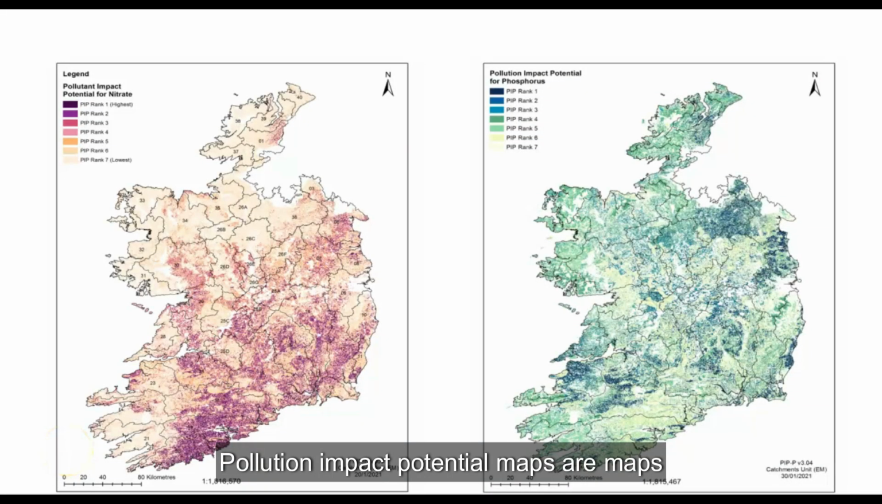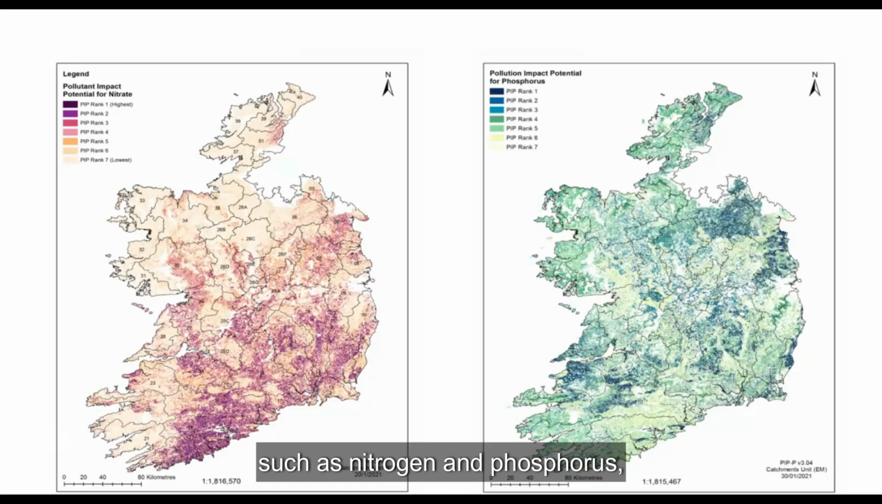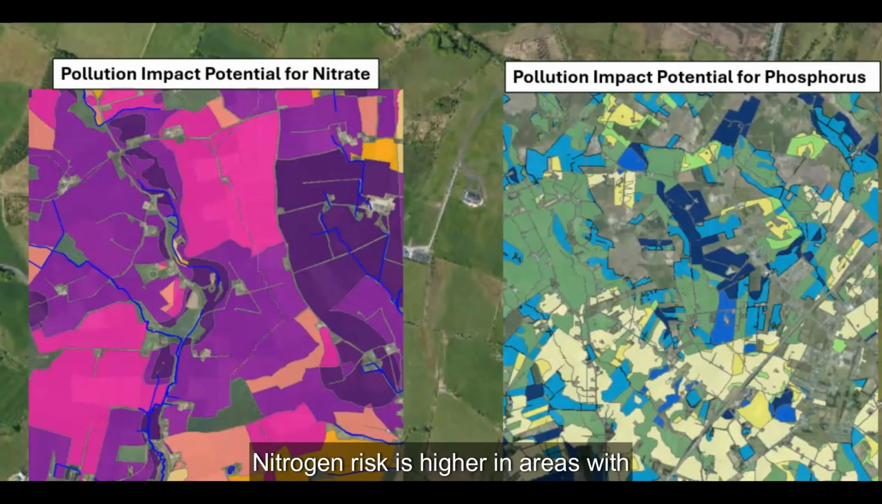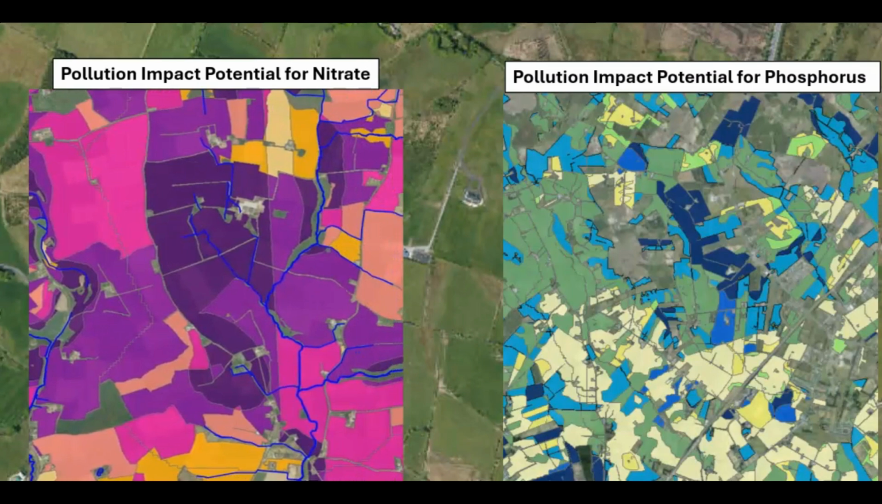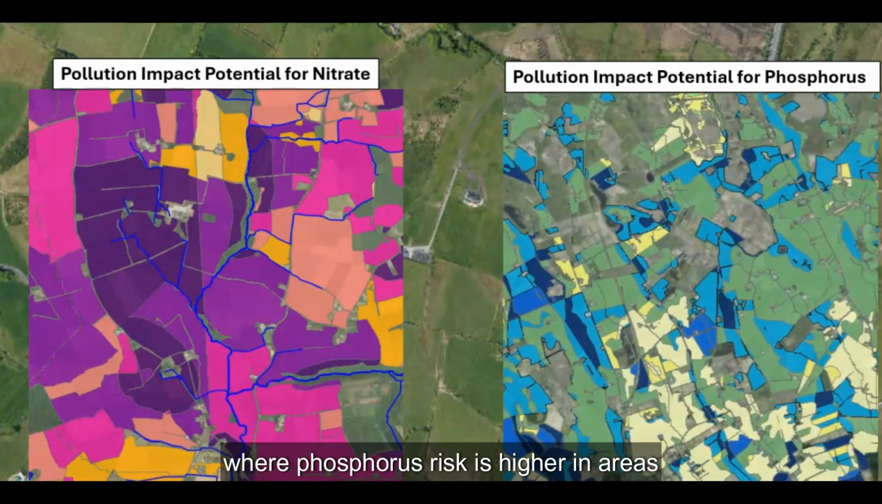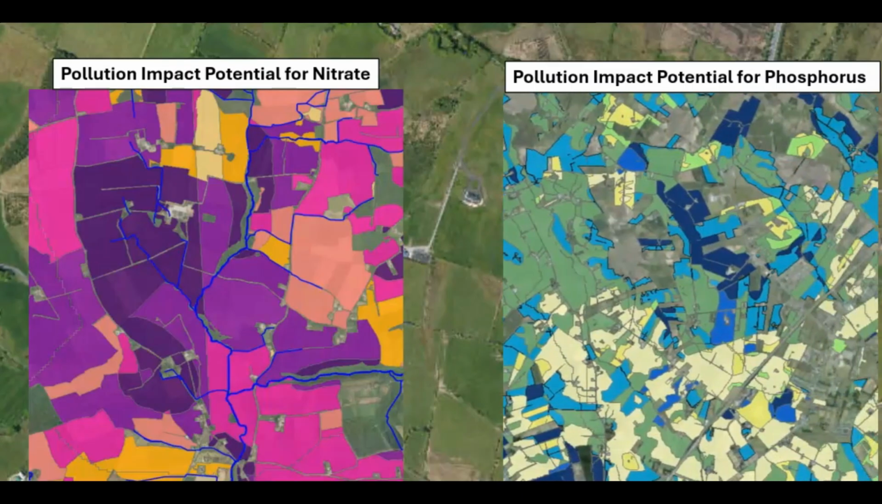Pollution impact potential maps are maps used to identify areas at the highest risk of nutrient loss, such as nitrogen and phosphorus, from agricultural land into water bodies. Nutrients like nitrogen and phosphorus behave differently in the landscape. Nitrogen risk is higher in areas with freely draining soils and groundwater pathways, whereas phosphorus risk is higher in areas with poorly draining soils and surface runoff.